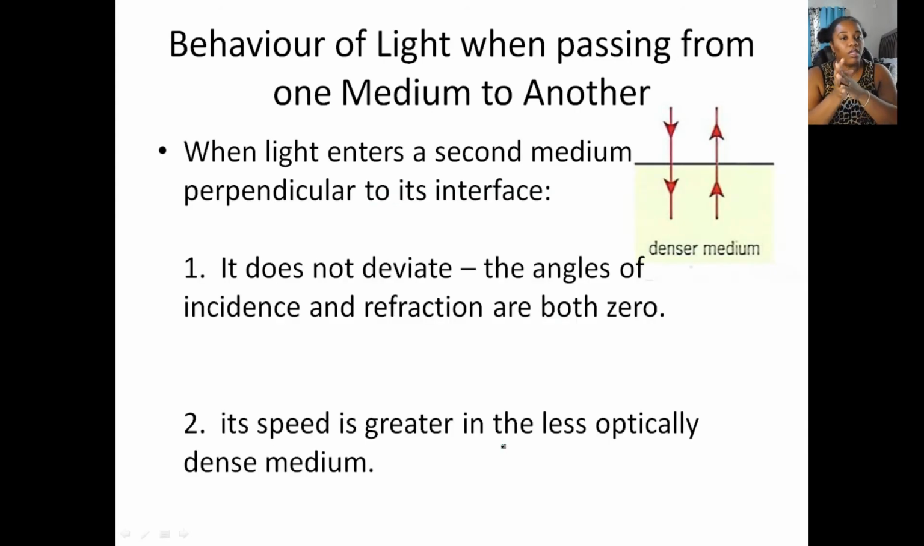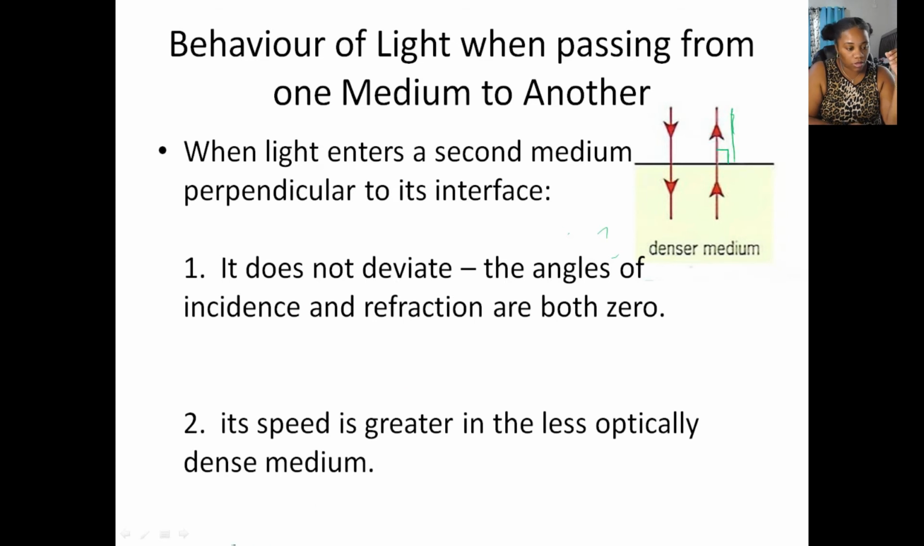So, behavior of light when passing from one medium to another. When light enters a second medium perpendicular to its interface, it does not deviate. The angles of incidence and refraction are both 0, so it doesn't bend. So once it's 90 degrees, so as it's perpendicular, 90 degrees meaning that this is 90 degrees here.